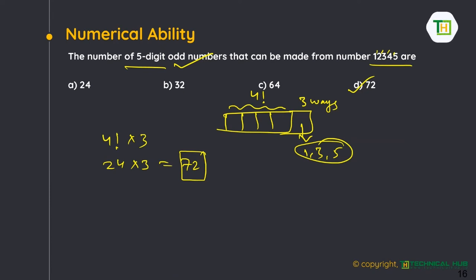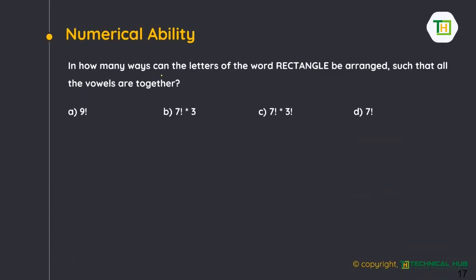Last question. In how many ways can the letters of the word rectangle be arranged such that all vowels are together? Here, first of all, write down the vowels which are there. Here, first one, E. Next, A. And next one, E again. Okay. These are the 3 vowels that we have.